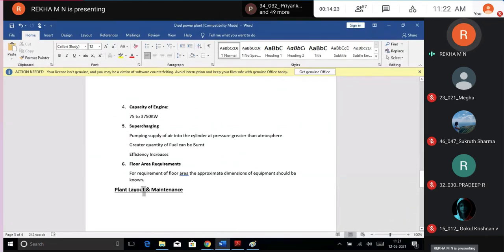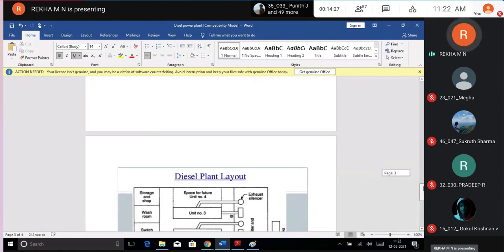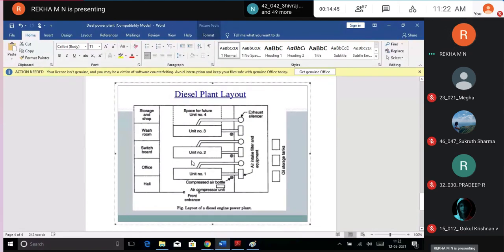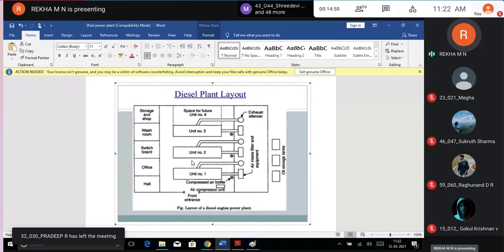I was just telling about the plant layout. What do you mean by plant layout? Just as you have the plan of your house, similarly you have this diesel plant layout. So where the storage should be, where the washroom should be, where the switchboard should be. Since here in a diesel plant, the auxiliaries you're using are very few compared to your nuclear power plant or many other plants, don't you think so? Very few auxiliaries you have. So designing will be very easy in this case.